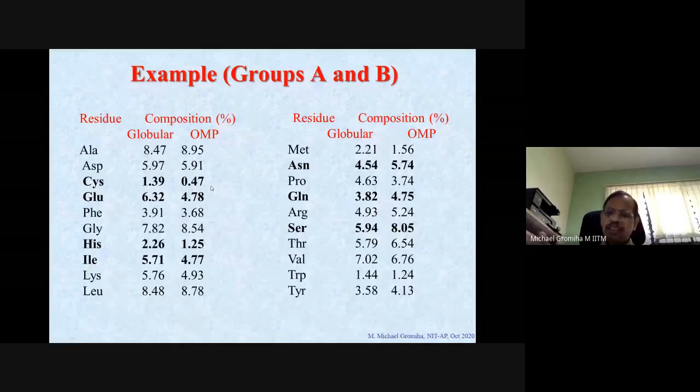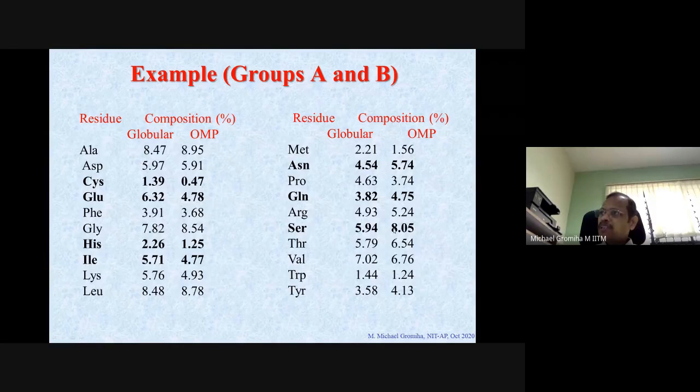From all the data, we derive these numbers, and I show the numbers here. So this is for the globular protein, this is for the membrane protein. If you see these numbers, you can see some differences, right? Can you see some cases where they are similar and some residues are totally different? If you see this one, it is almost similar, 5.97, 5.91, right? So both the globular protein and the membrane protein are the same.